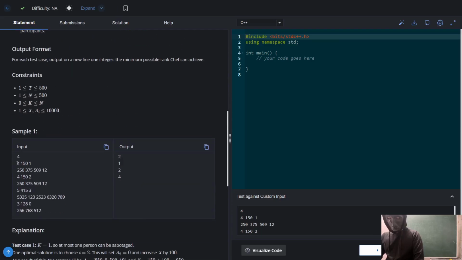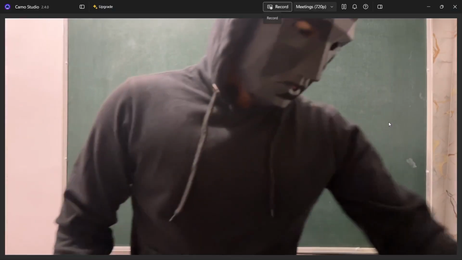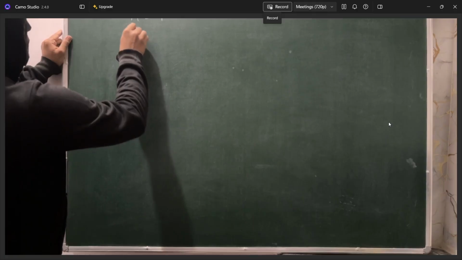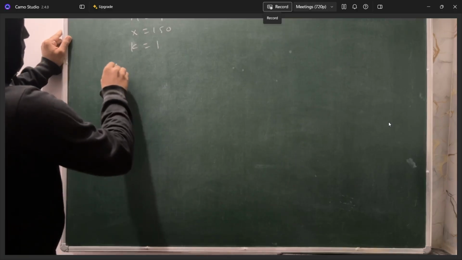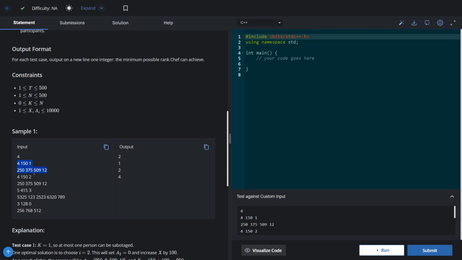So let's understand this example. We have four test cases. In the first test case, we have N as 4 and X as 150. At most one operation you can do, and the values are basically 250, 375, 509, and 12.